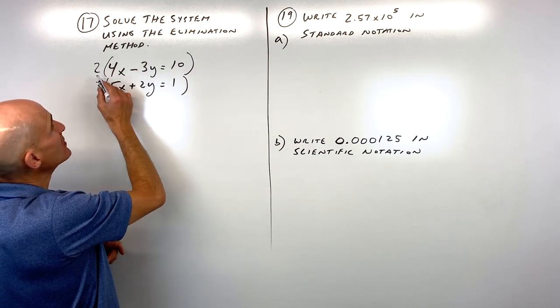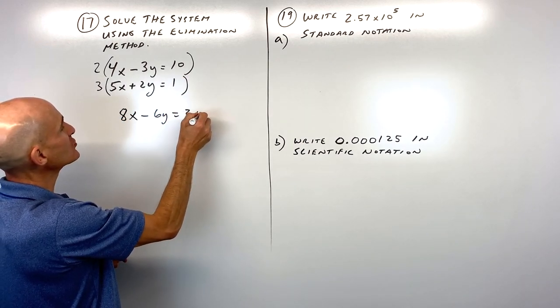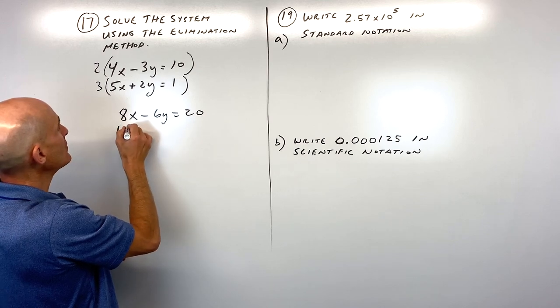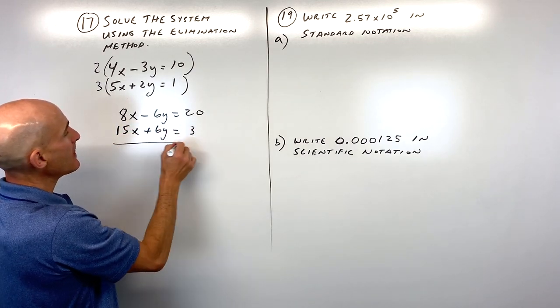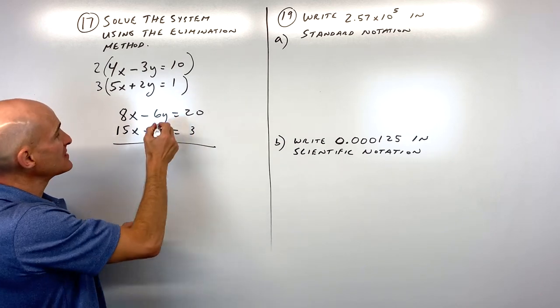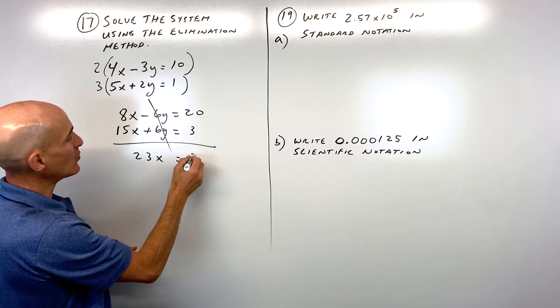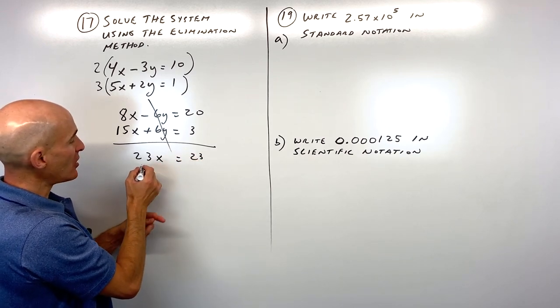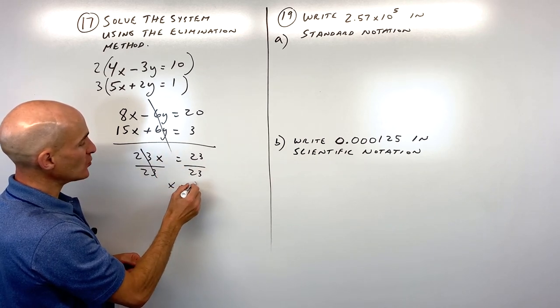Let's distribute the 2 to everything in this equation. That's going to make this 8x minus 6y equals 20. And we distribute the 3, we get 15x plus 6y equals 3. Now if we add straight down, see how the y's are going to cancel out. We get 23x equals 23. And we just want to solve for x by dividing both sides by 23. And you can see that x equals 1.